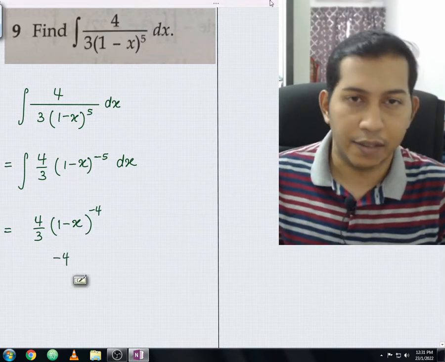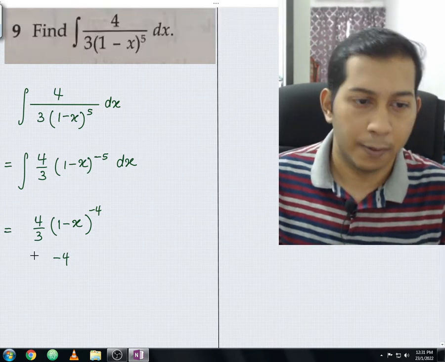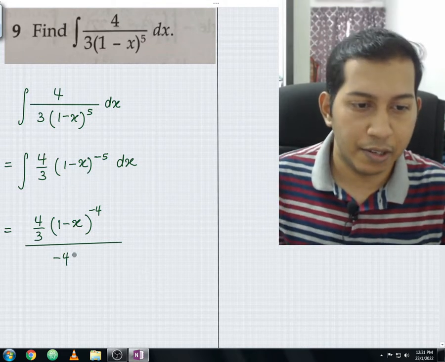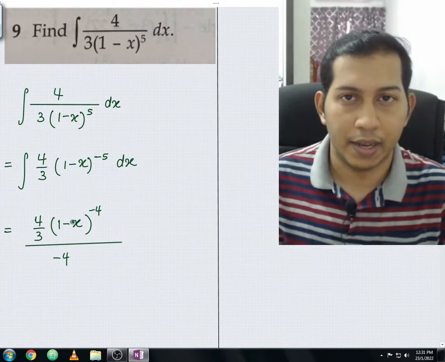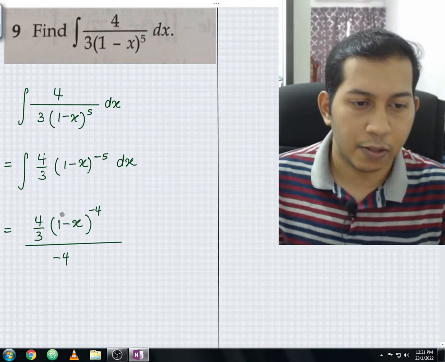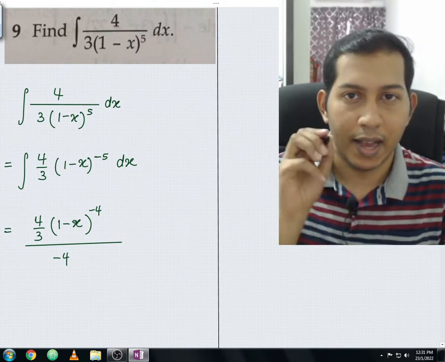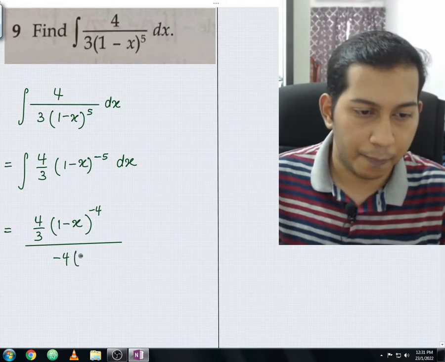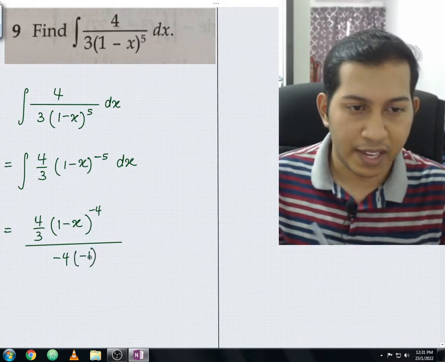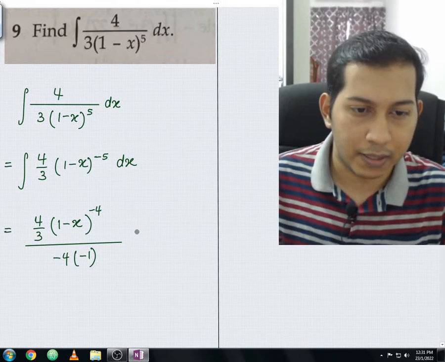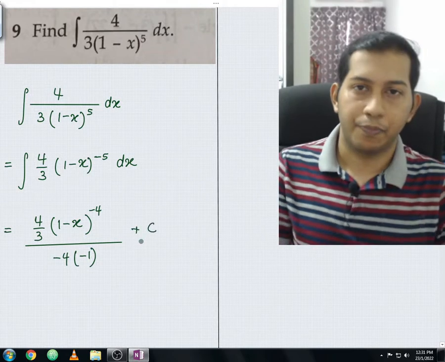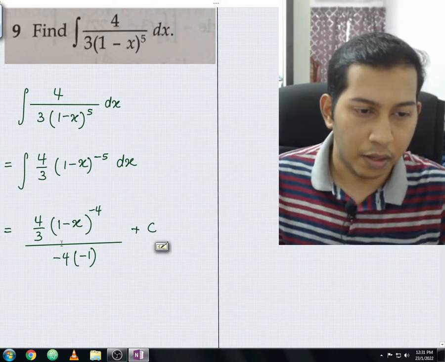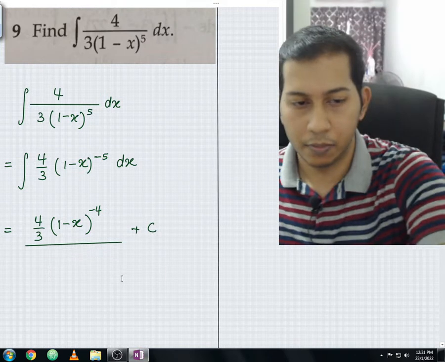Let me underline the fraction first. Not just that, you need to times with the differentiation of the inside bracket here. So 1 minus x, when you differentiate this, you get negative 1, and that negative 1 you times with the denominator, which in this case is negative 4. Once everything is done, then only you plus with plus c. From here, the negative in the denominator automatically becomes positive.